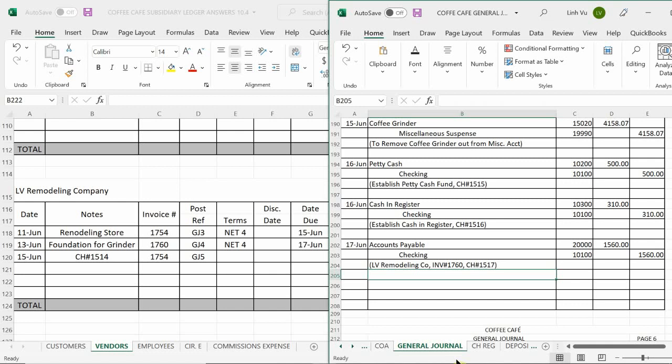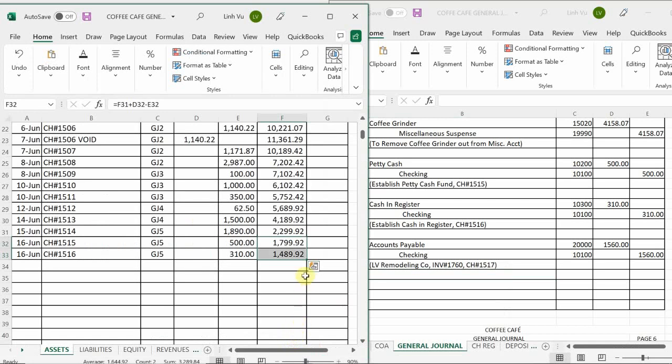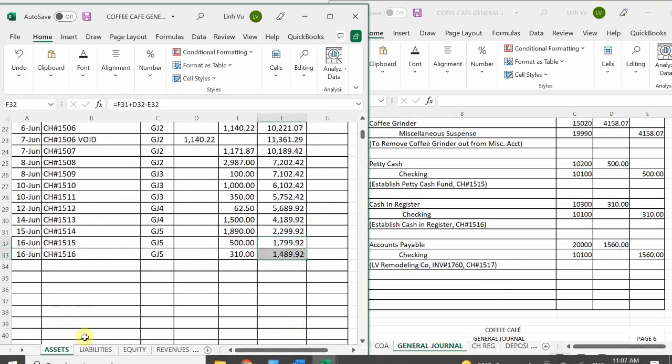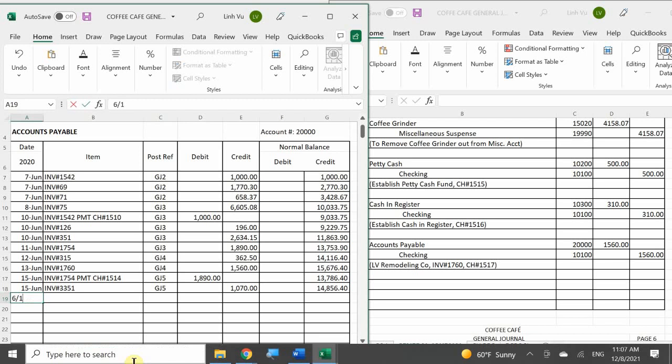And now you would go to the general ledger. Okay, we're going to go to the general ledger and go to accounts payable. For the item, it's going to be the invoice number 1760. And for post reference or for payment, check number 1517. We're at the very bottom of page 5. And you would debit 1,560.